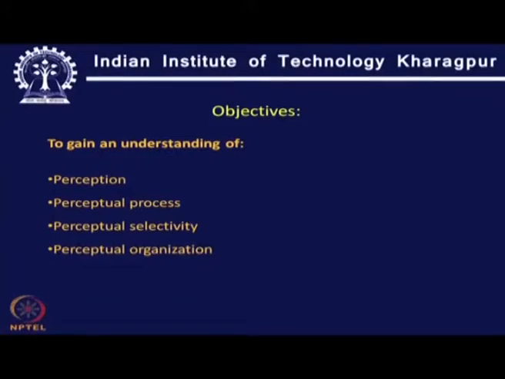In the first, we will try to cover the definition of perception, the difference of perception from sensation, the mechanisms of perception and perceptual errors. And in the second lecture, we are going to cover the application of perception in organizations like social perception, impression management and attribution theory. So, in total the objectives of this chapter are to gain an understanding of perception, perceptual processes, perceptual selectivity and perceptual organization.